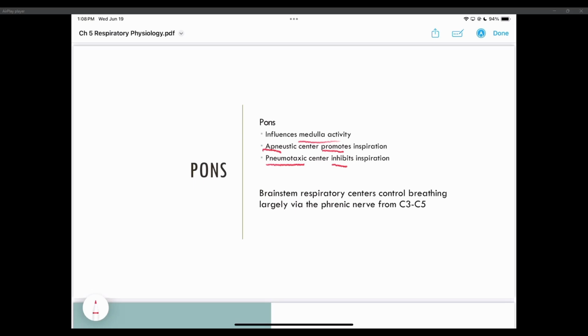If we have too low CO2 through hyperventilation, we try and get that pneumotaxic center involved to inhibit your breathing, to slow your breathing down. So just know, if I'm going to stimulate the apneustic center, I'm going to stimulate breathing. If I stimulate the pneumotaxic center, I'm going to inhibit your breathing.